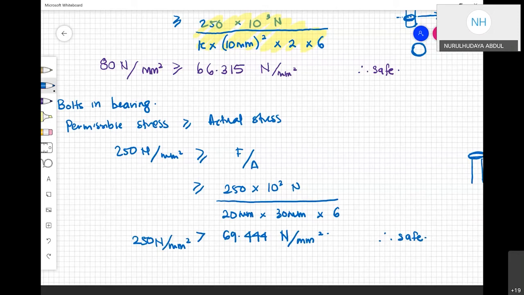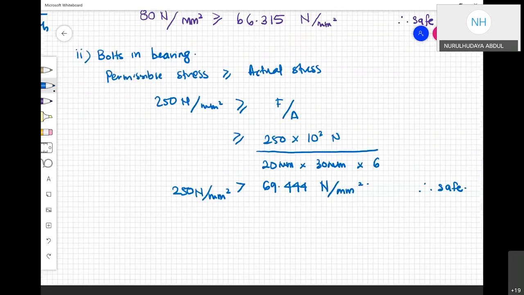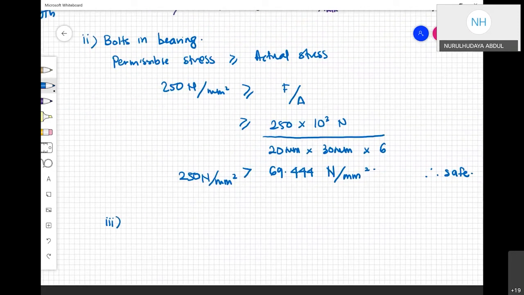Then we are done with number 2. We go to number 3. As for number 3, it's up to you because sekarang kita tengah buat plate. So ada dua plates which is member plate and cover plate. So I akan buat cover plates dululah. And then we have like permissible stress sama je.